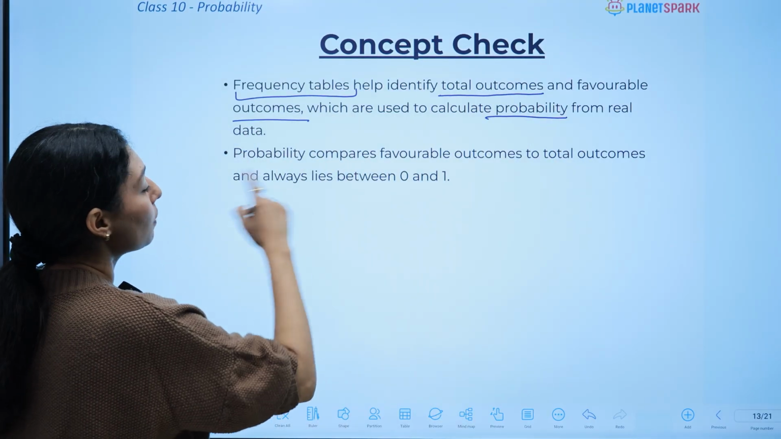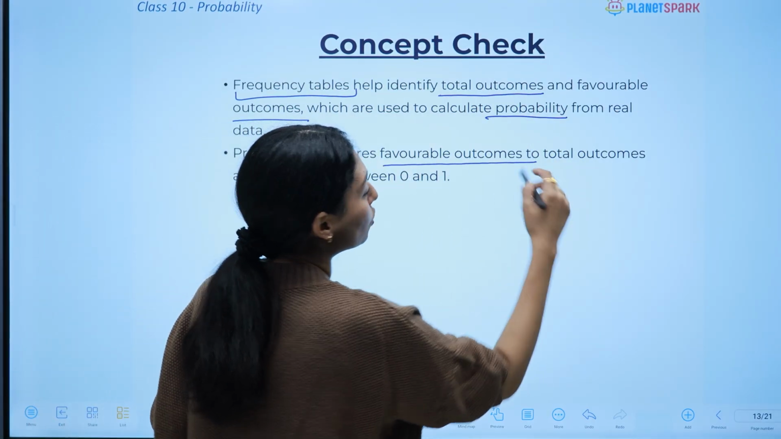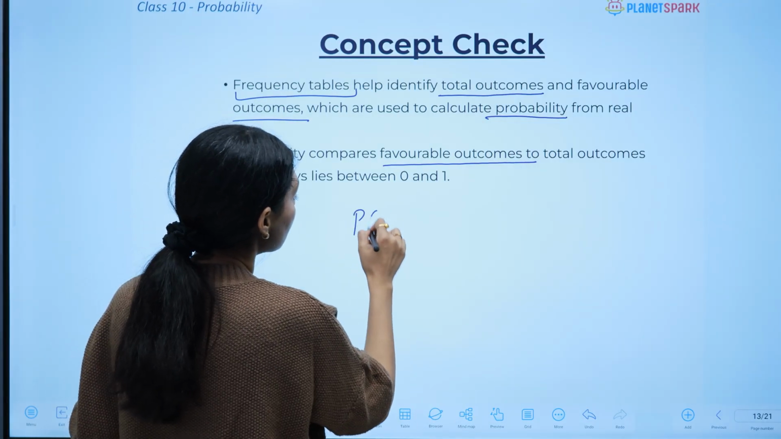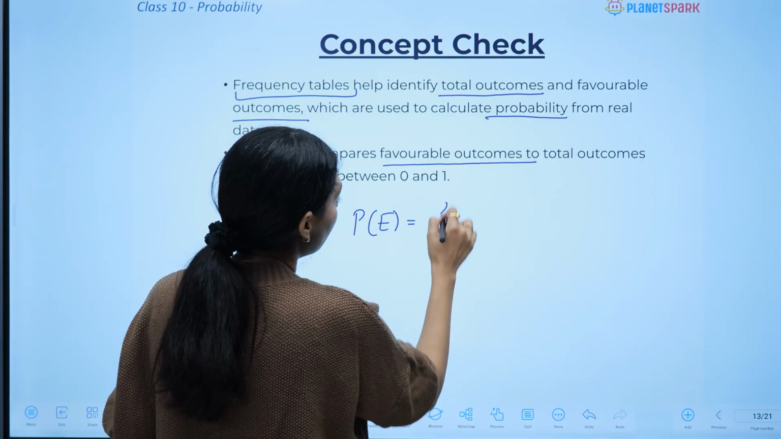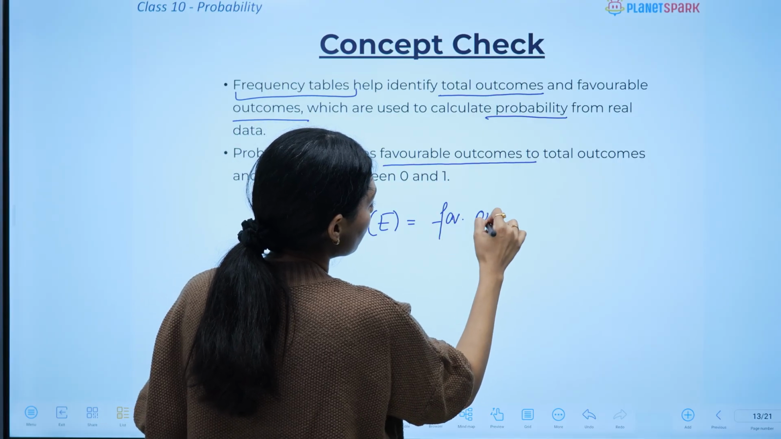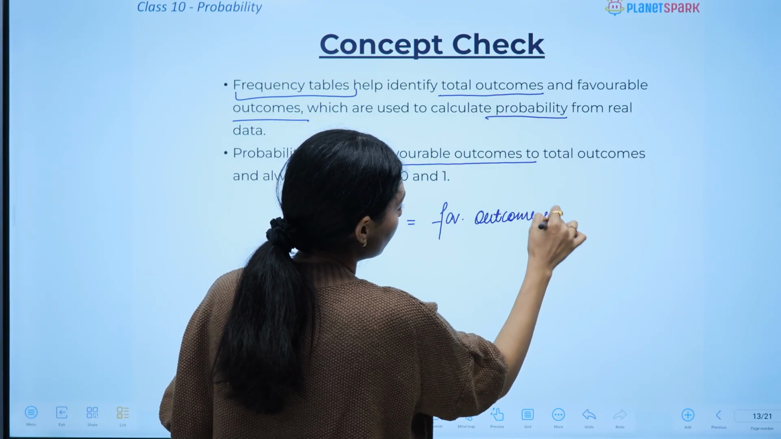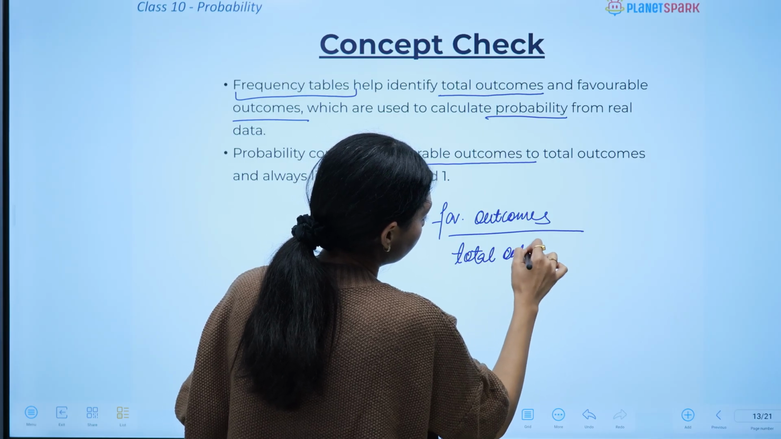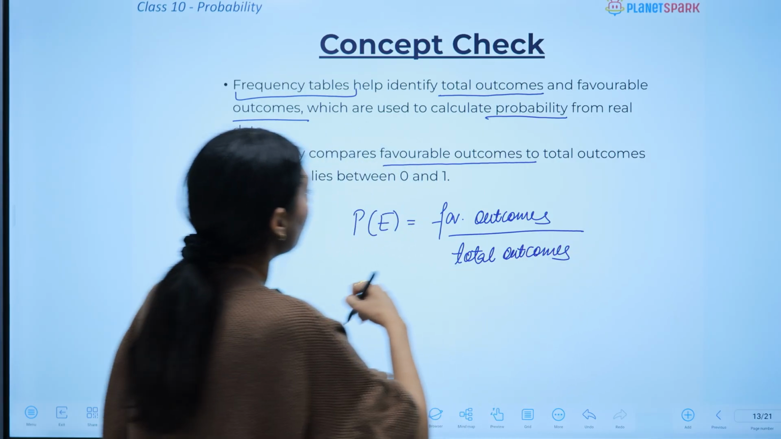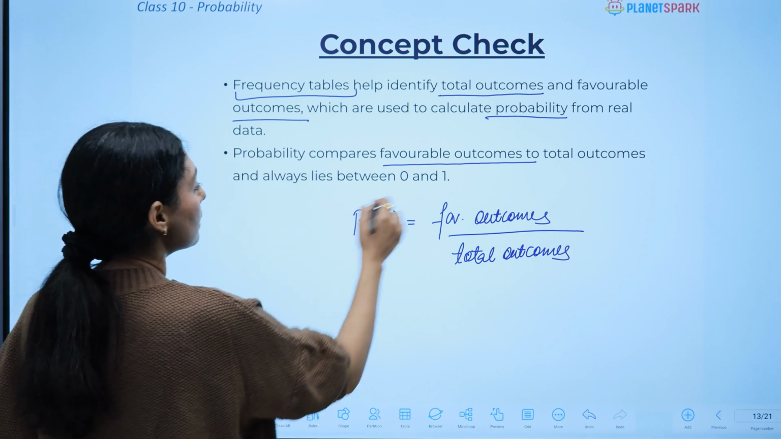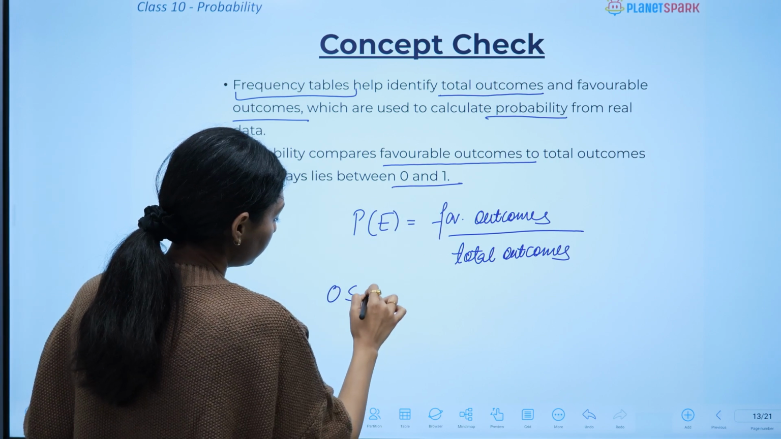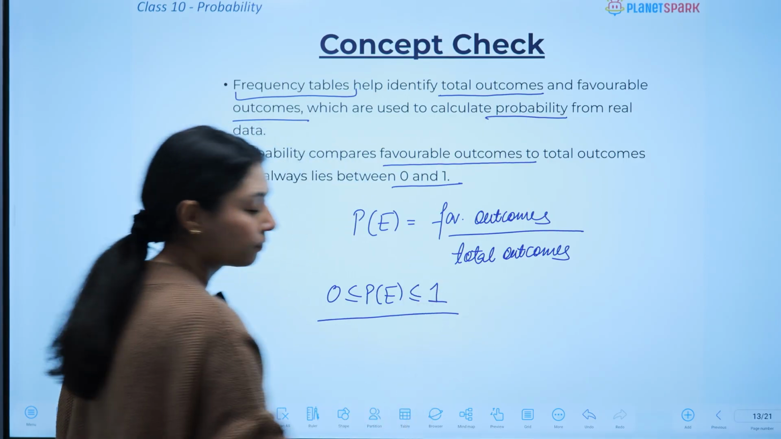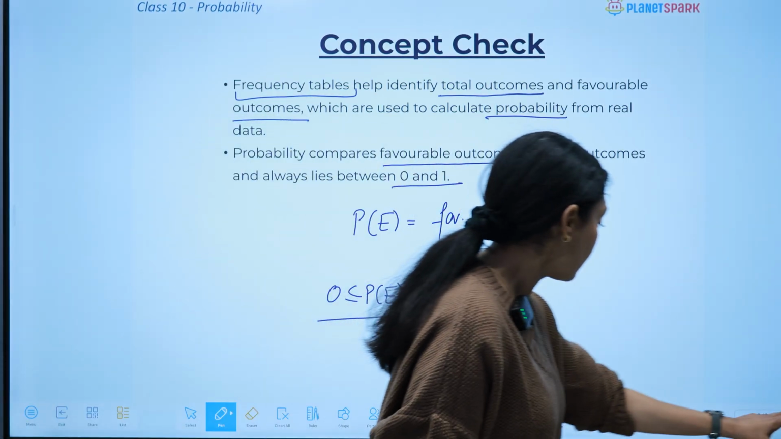Probability compares the favorable outcomes and the total number of outcomes. Yes, we know that everybody. How do we write probability of an event E? That is given by the number of favorable outcomes divided by total outcomes. And the value lies between 0 and 1 for any event in this world, right? Last class में भी हमने ये सीखा था.